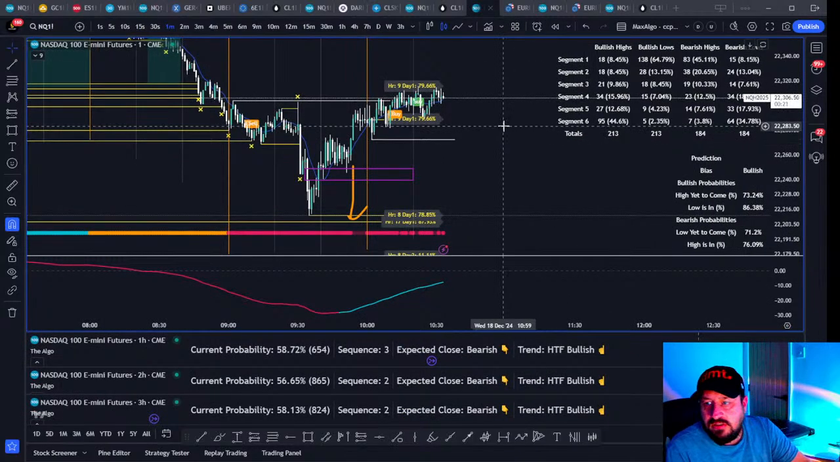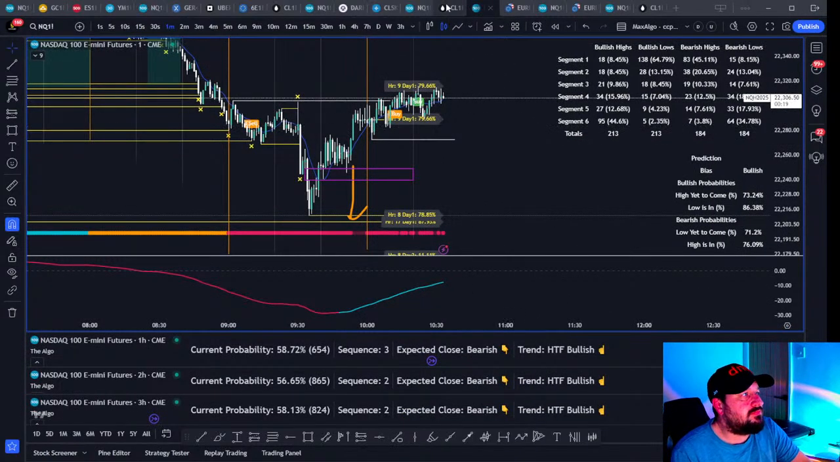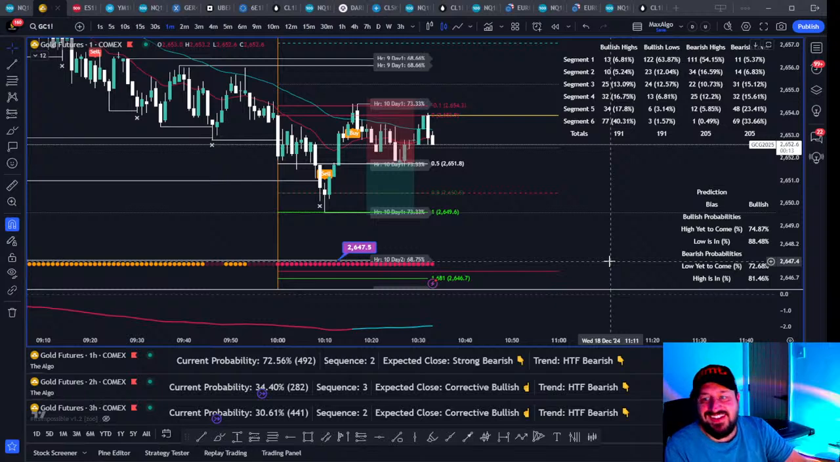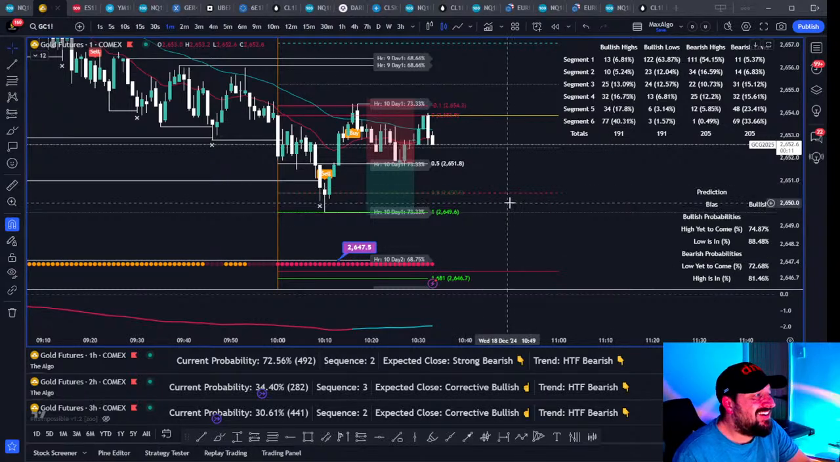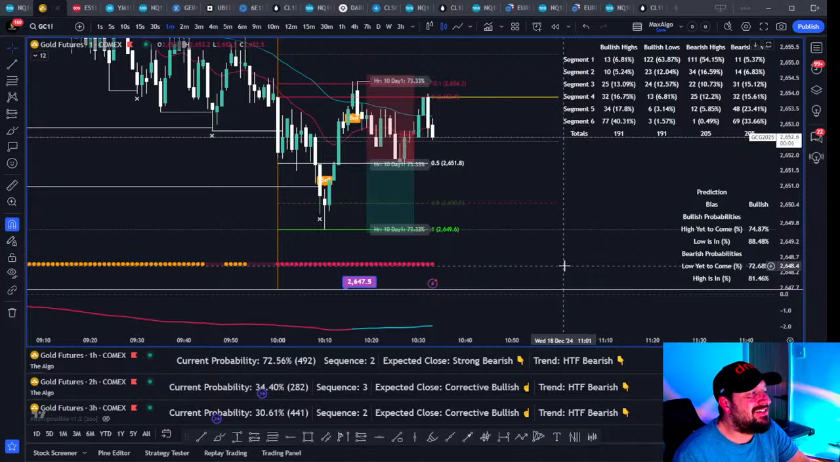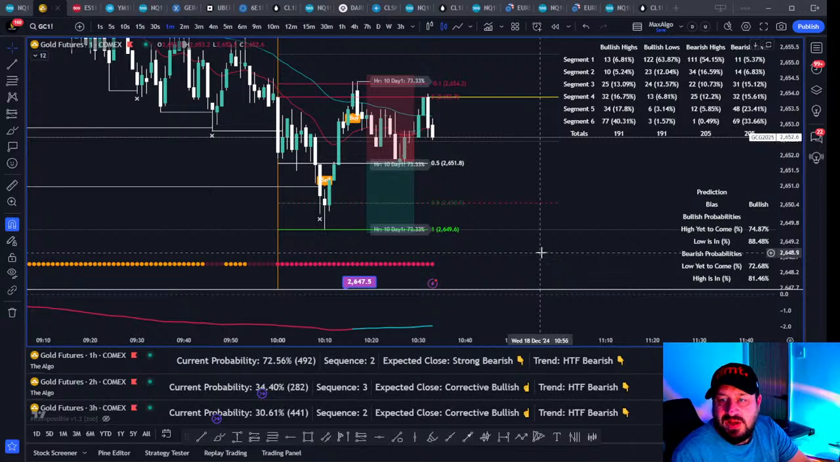NQ, just not pushing as much. Still bearish. We got half an hour to go.